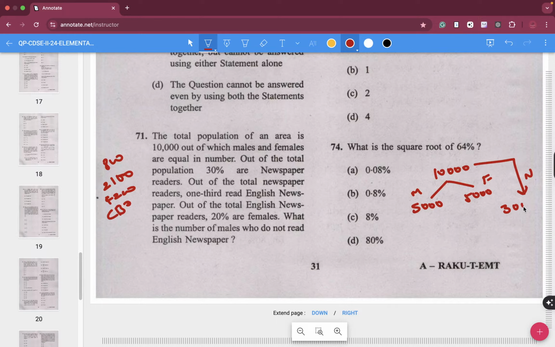How about question number 72? What do you guys think? What is the maximum area of a rectangle in square centimeter whose perimeter is 400 centimeter?